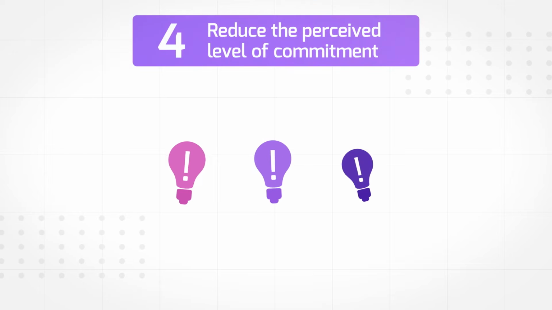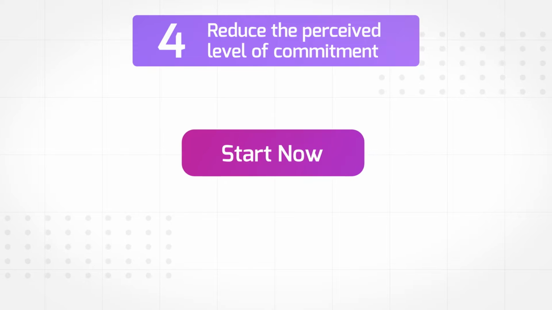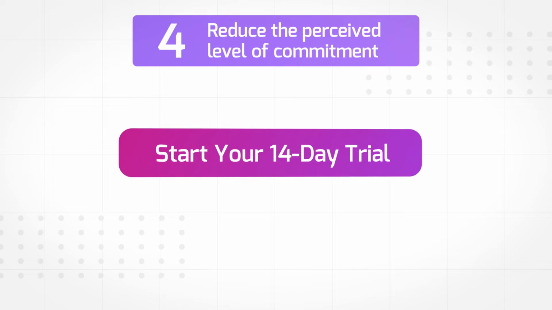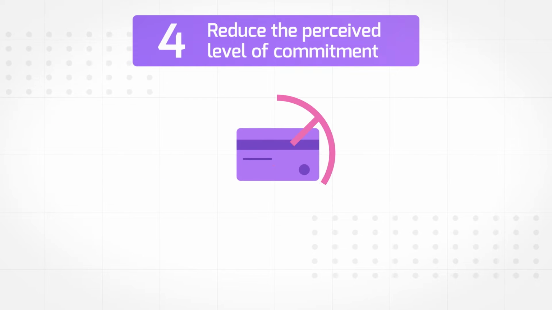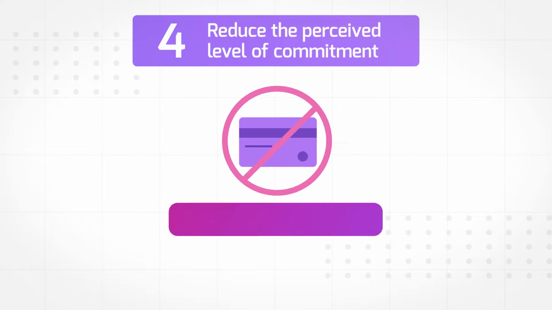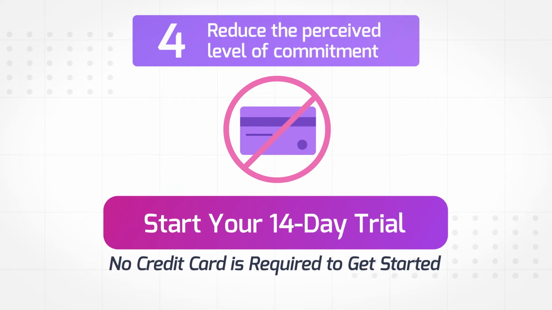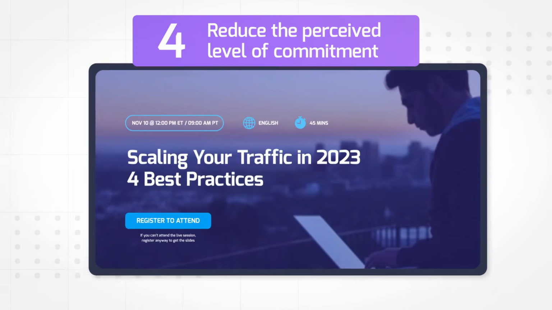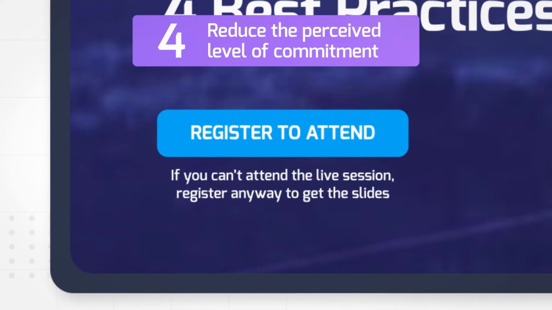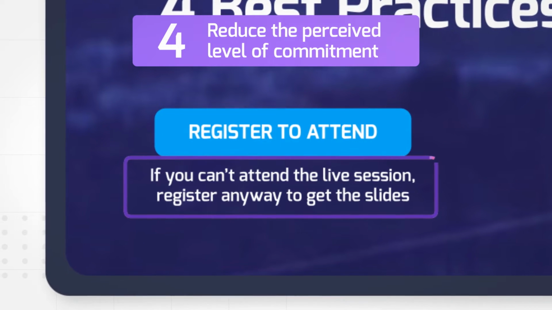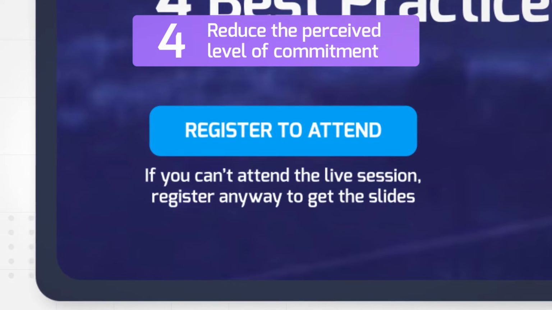Number 4. Reduce the perceived level of commitment. Here are some of the ideas you may want to try to reduce the perceived level of commitment. Instead of "start now," use "start your 14-day trial" as your call to action. If your product or service doesn't require a credit card to get started, consider putting "no credit card is required to get started" next to your call to action. If you're promoting a webinar, consider placing this phrase next to the call to action to maximize the number of registrants. If you can't attend the live session, register anyway to get the slides.